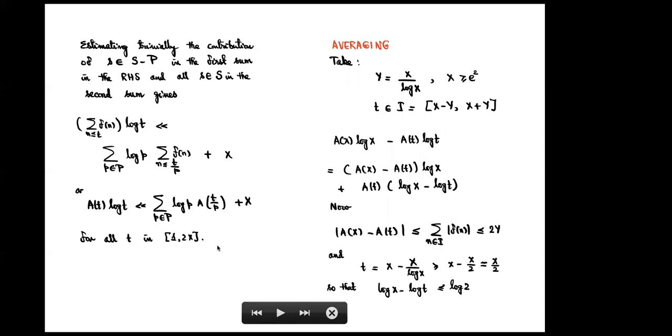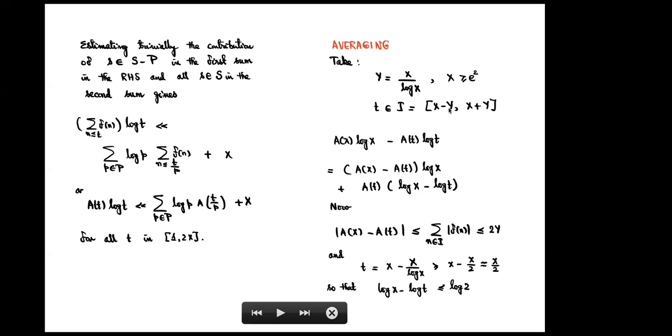Okay, now we want to use this inequality, but not quite. We will actually do one more step, which is we'll average this inequality. So the actual inequality that we will finally use is an averaged form of this inequality that we have. So how do we average? First, let us set y equal to x over log x.